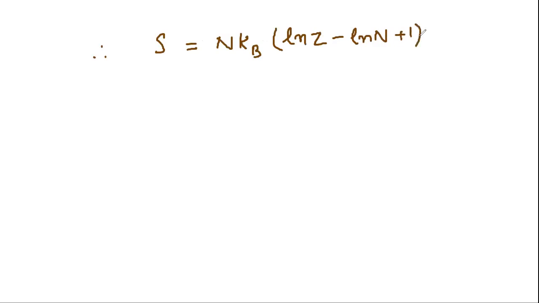Therefore, S is equal to N KB times ln Z minus ln N plus 1 plus U by T. Let me name it as equation 3. Let me first encircle it with this red color.